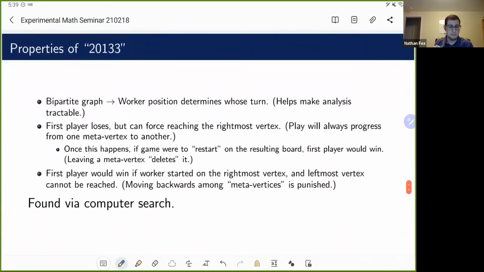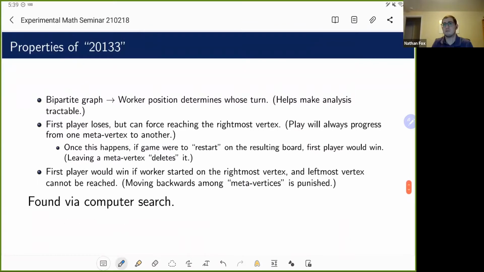So the way I found this game 2-0-1-3-3 is I just used a computer search to find the games with these properties that I needed. So this is the experimental part of the talk. I need a game that has basically all these properties, or I could tweak them a little bit. And this was the simplest thing I found that I could splice in there.